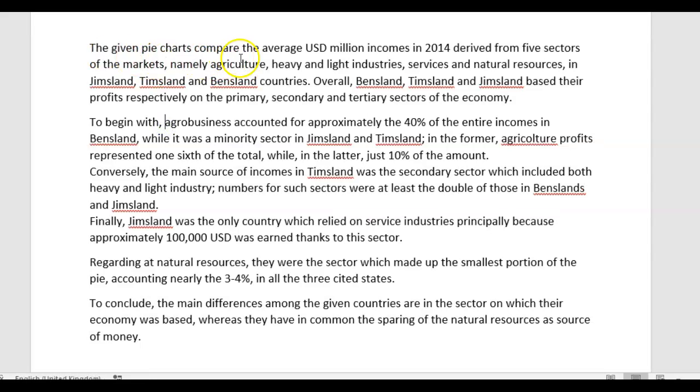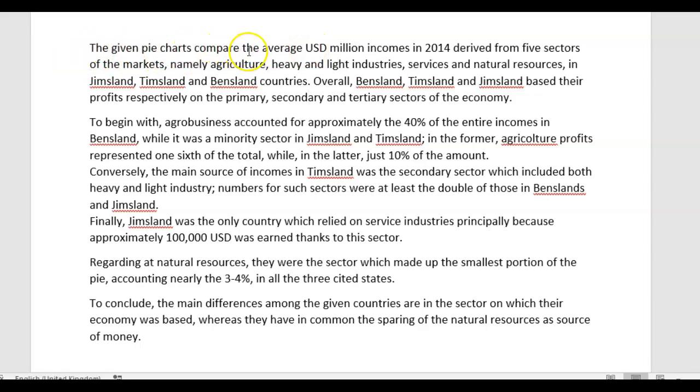The given pie charts compare the average USD million incomes in 2014 derived from 5 sectors of the markets, namely agriculture, heavy and light industry, services, and natural resources in this, and that countries. Okay. I would suggest the following.